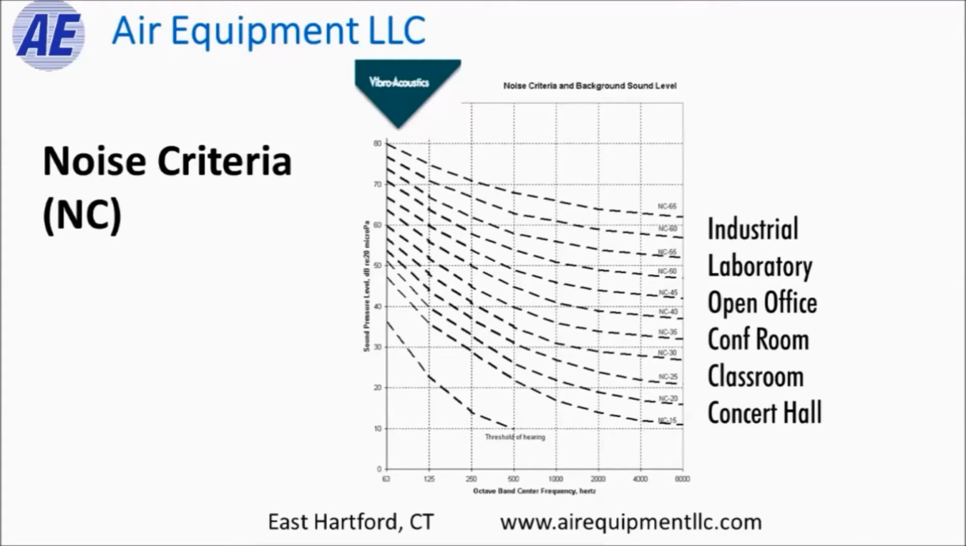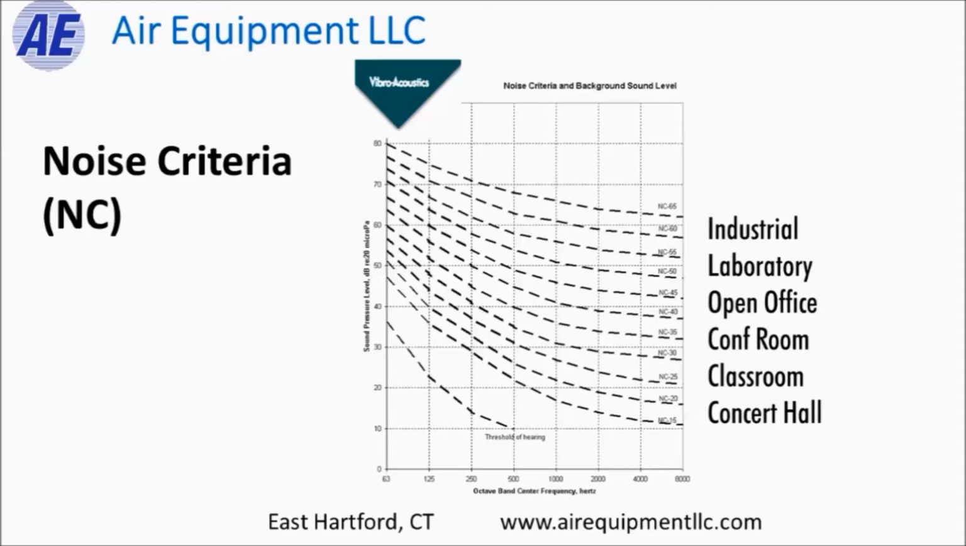For interior spaces, the most common measurement we use is called the NC system, or the noise criteria. The NC system is simply a series of curves, and it gives us a single number descriptor of what the basic sound level is in the space. Just a single number telling us what the average sound level is in the space.